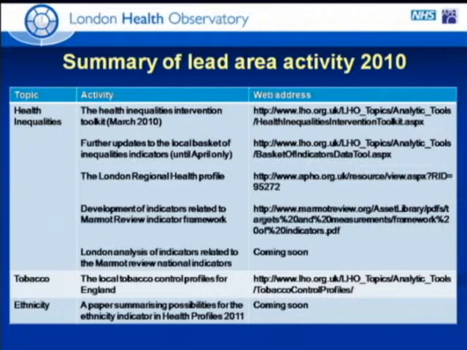And then we've also been working with the Marmot Review team to do a London analysis of the national indicators that they recommended in their review, which I'll mention in a minute as well. And then on tobacco, we've done the local tobacco control profiles. And on ethnicity, we've done a paper summarising possibilities for an ethnicity indicator in our recent health profiles.